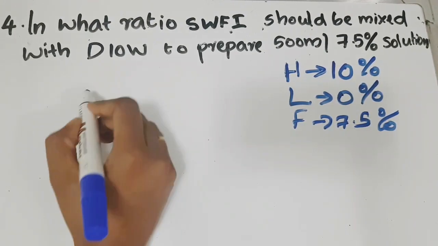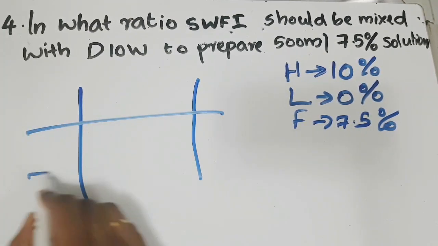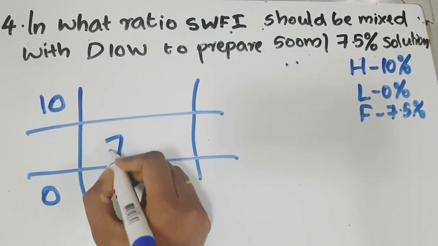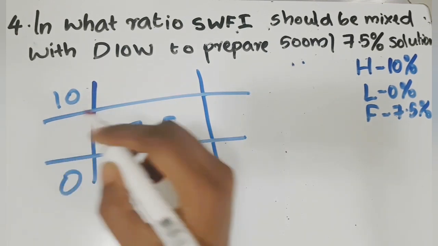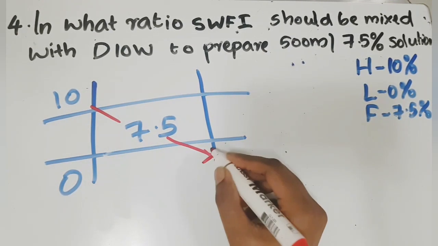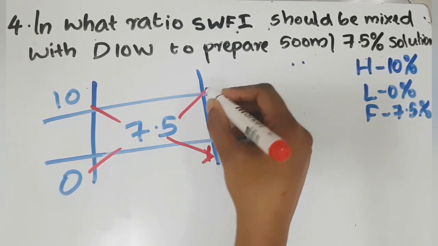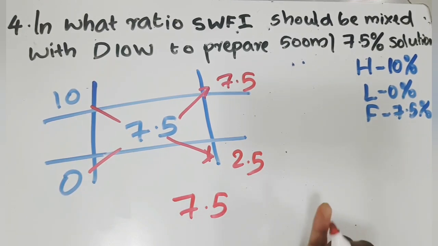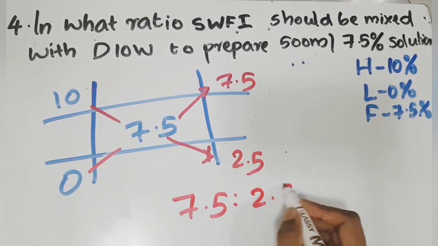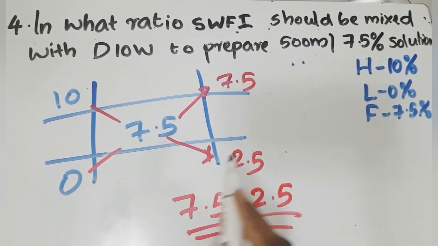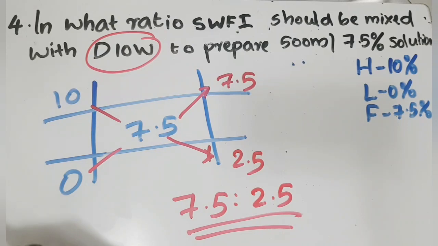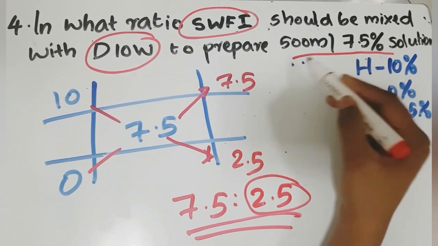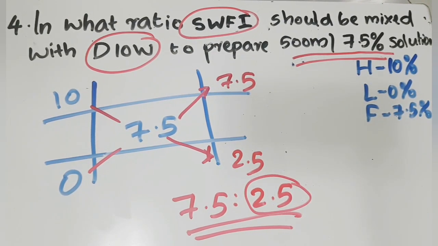Now we are moving to the third step. We are drawing the alligation grid. We write the higher concentration, then the lower concentration, then the intermediate concentration. Then we write the differences here. This difference will be 2.5, and here that will be 7.5. So the ratio of higher to lower will be 7.5 is to 2.5. So in what ratio? 7.5 parts of dextrose 10% should be mixed with 2.5 parts of sterile water for injection in order to get 500 ml of 7.5% solution.